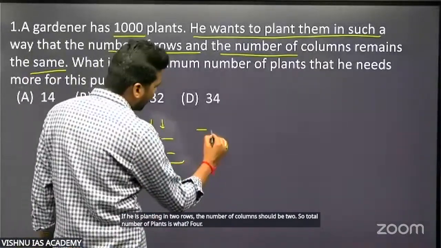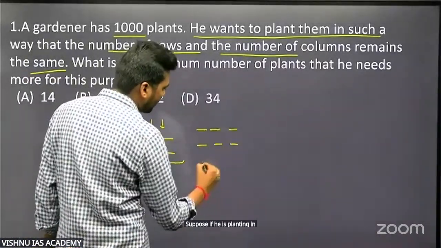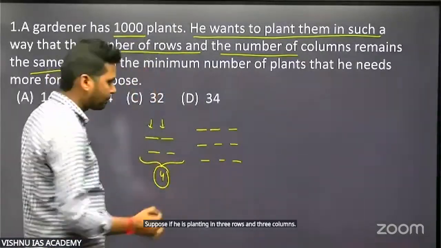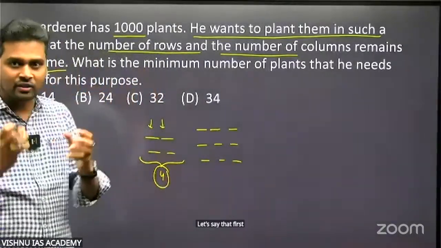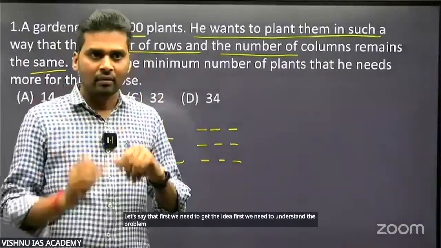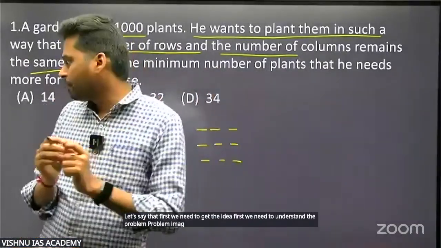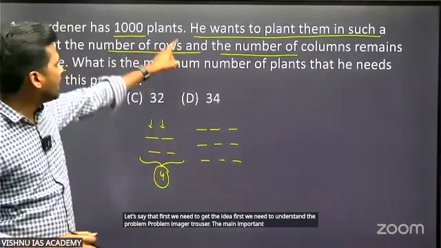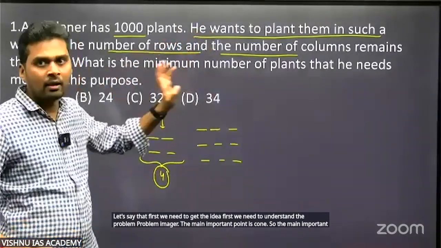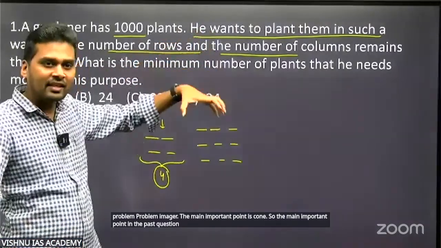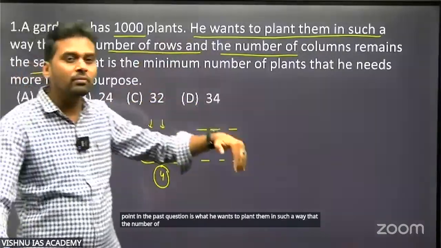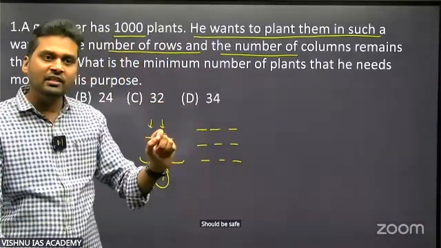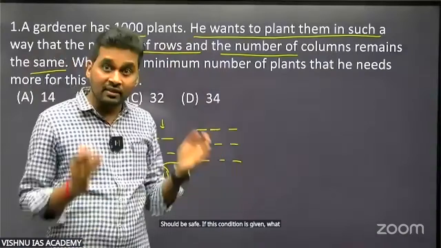Suppose he is planting in 3 rows and 3 columns. First we need to get the idea, first we need to understand the problem. Problem ఏమి ఇచ్చాడో తర్వాత the main important point తీసుకొని, so the main important point in the past question is, he wants to plant them in such a way that the number of rows and the number of columns should be same. If this condition is given, what is the approach? First we need to understand it.